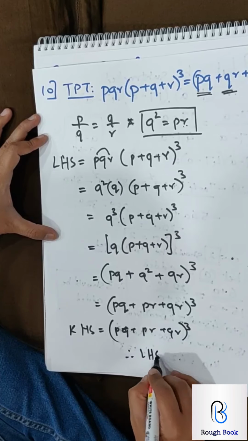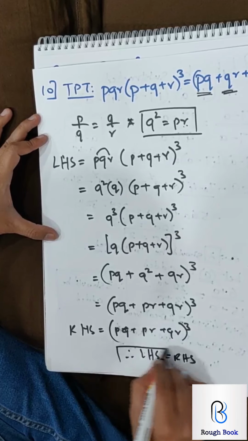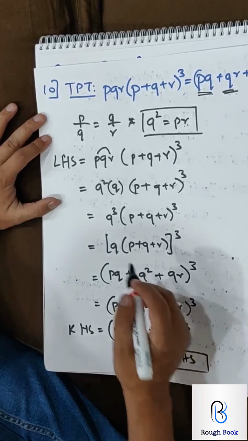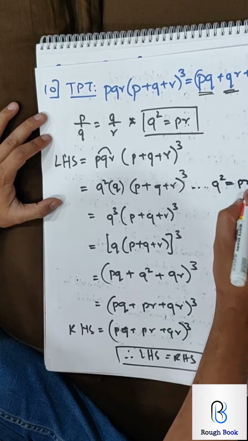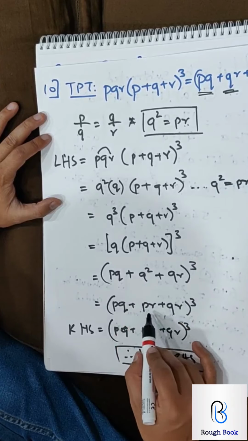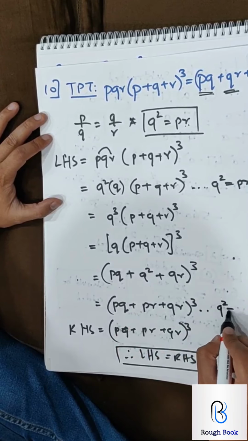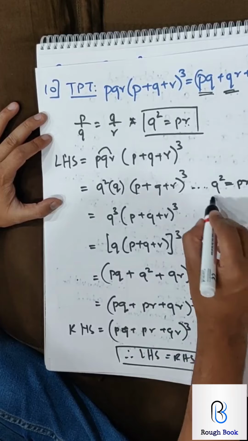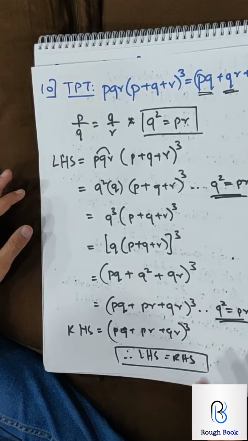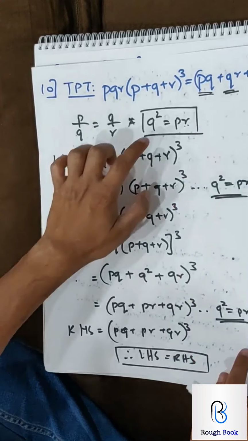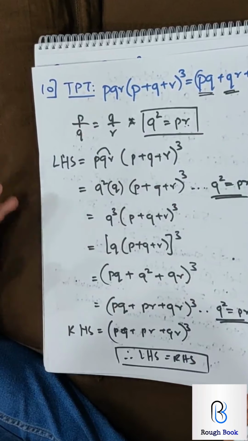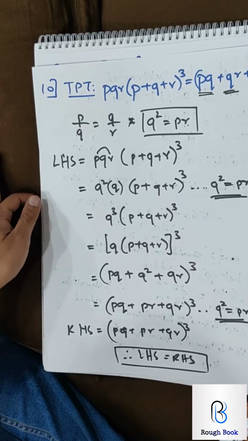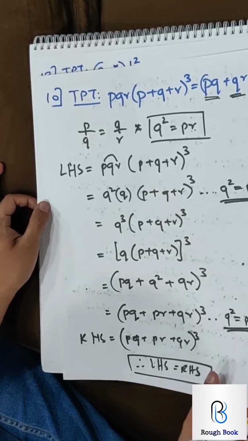Therefore LHS equals RHS. One small error, I forgot to write reasons. Wherever I am substituting, I need to mention Q square is equal to PR, and here also we substituted it, so mention it. So please write the reasons so that no one can cut your marks. It's going to be very simple if you use the Q square, but had you used the K method, it would have been very difficult or rather impossible to solve it that way. So try it this way.